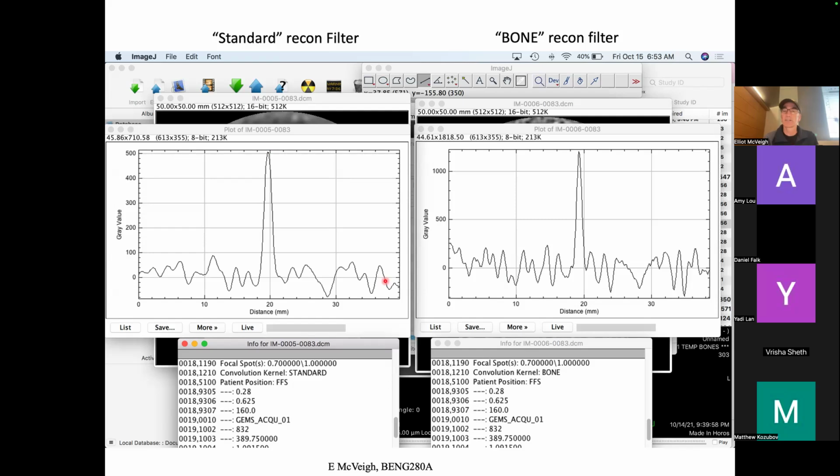Exactly the same data reconstructed with the bone filter looks like this. Now we get a narrower full width at half max. And the actual Hounsfield units at the peak is way up here, like 1200, whereas here it was 500. So it's a much, much taller peak, right? It's a narrower, taller peak, right?